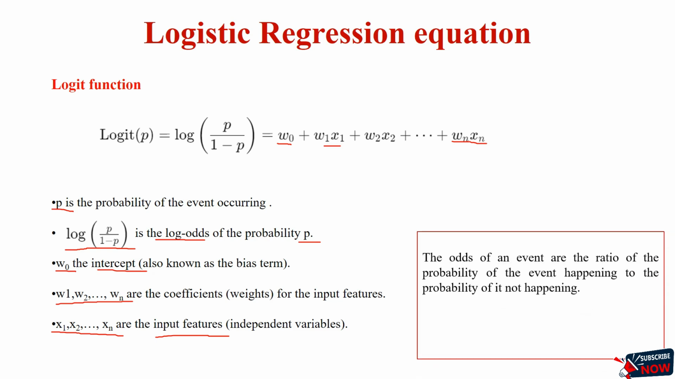The odds of an event is the ratio of the probability of the event happening to the probability of the event not happening. That is, odds is equal to p divided by 1 minus p. That is why we call this the log of odds, log odds. So this is odds.